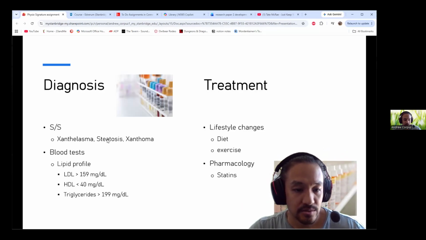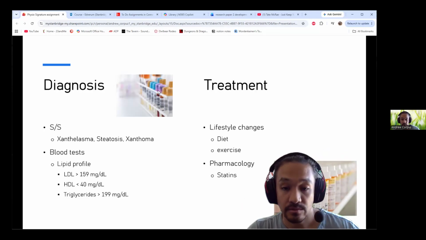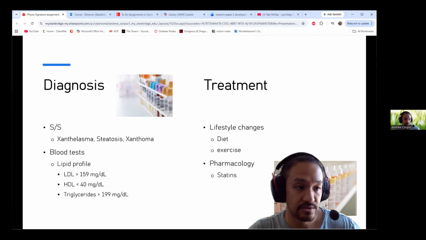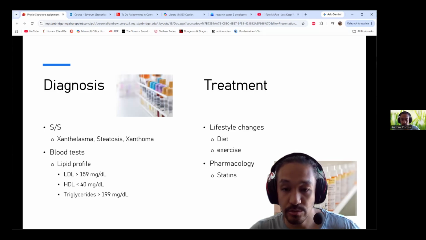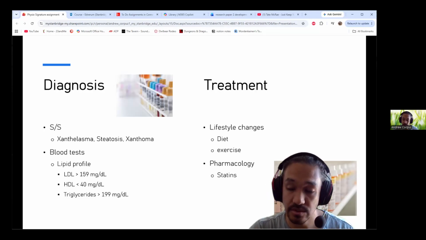And then steatosis, you can't see it, but a fatty liver, we would see this through like a CT or an MRI. And how we would treat this is through lifestyle changes. That's the first and foremost thing: changing how you eat, changing your diet, and exercise. Those two things are musts.